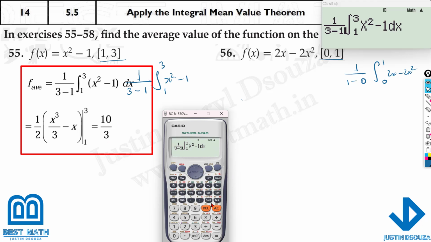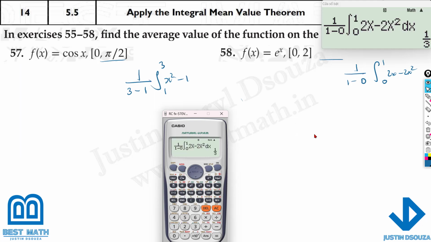But if you had not put this, then the answer will be wrong. It's 20 by 3. See, it's wrong. So make sure for the average mean value theorem, you add this part. Then everything else is in the calculator, only this extra part, please remember it. So even over here, it'll be 1 divided by 1 minus 0. See, in this case, it's 1 itself, right? 1 by 1 is 1. So it doesn't make a difference, but with any other limits, it'll make a difference, right? So please make sure you write it properly. 2x minus 2x squared. The limit is from 0 to 1. The answer is 1/3.